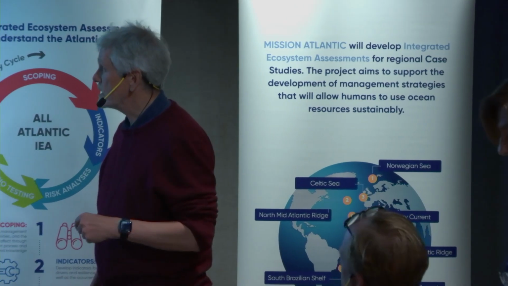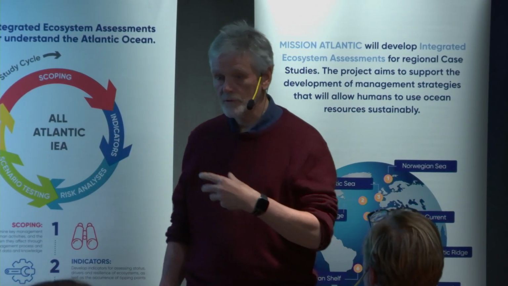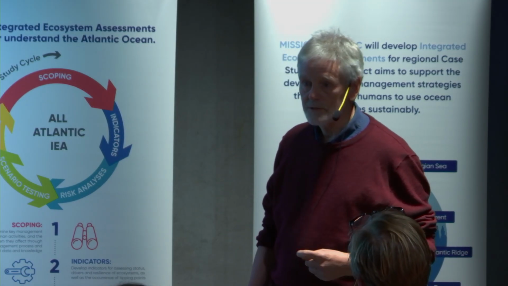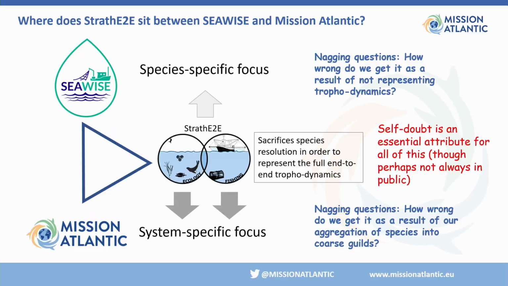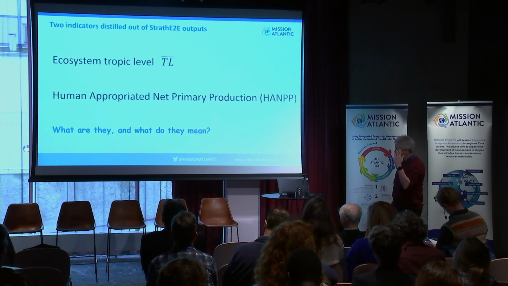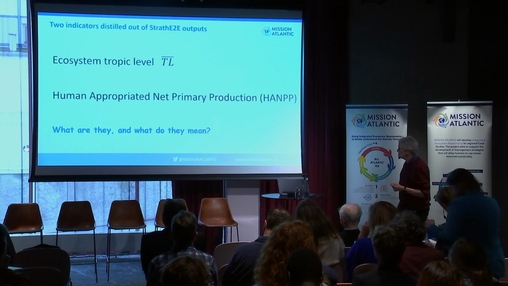And for us, in this project, how wrong do we get it as a result of our aggregation of species into guilds? For example, can we model primary production if we only have one bulk group of phytoplankton as opposed to 6 functional classes of phytoplankton? So I think throughout all of this, self-doubt is a really essential attribute. No models get it right. We all get it wrong to some point, but that's fine in these closed rooms, but perhaps we don't always say that in public.